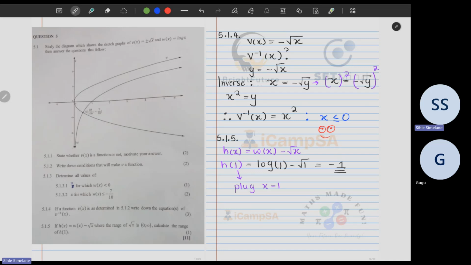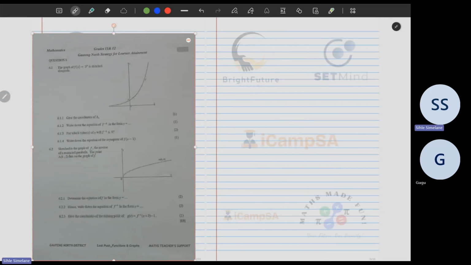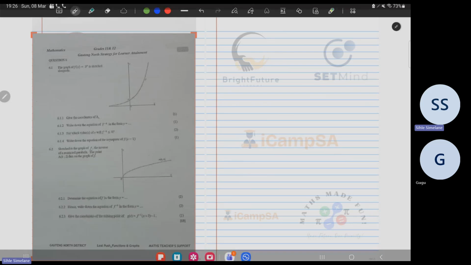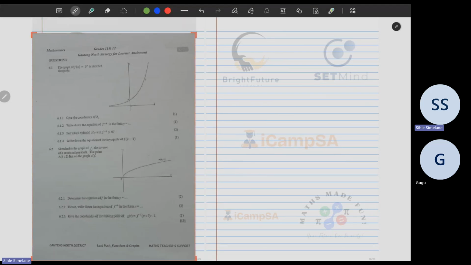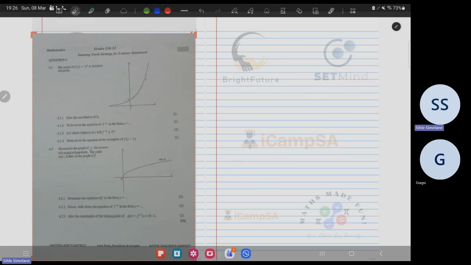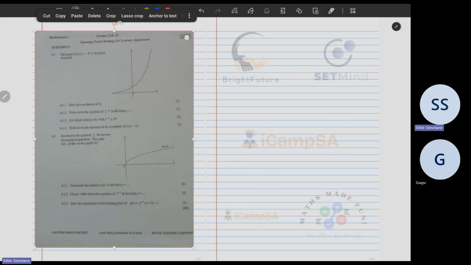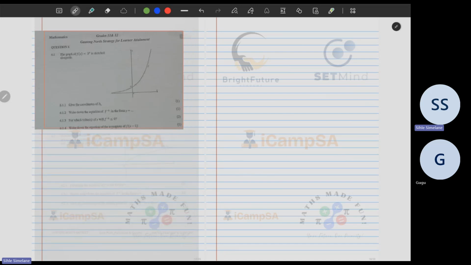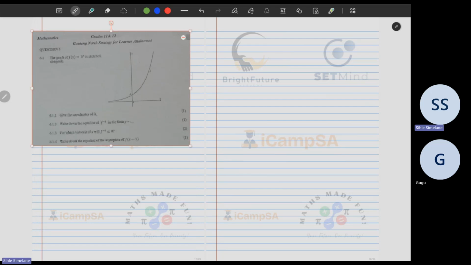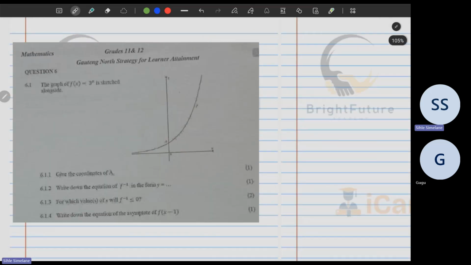Let's pass that and go to our next question. So I'll crop this and we focus on the first part. Where is my crop function now? Let's move this up. Let's focus on this one first. Okay, let's zoom in and see.